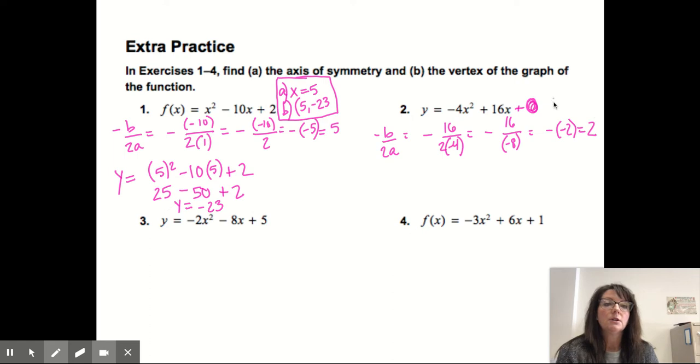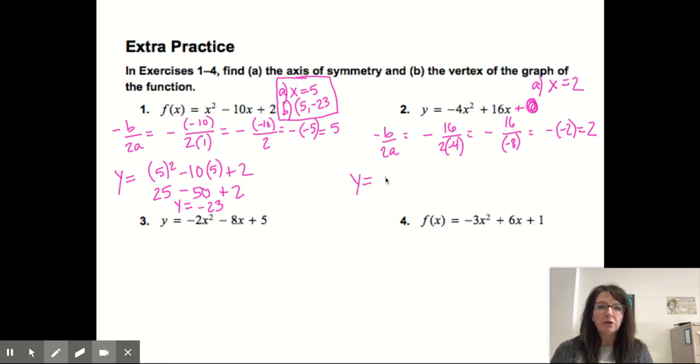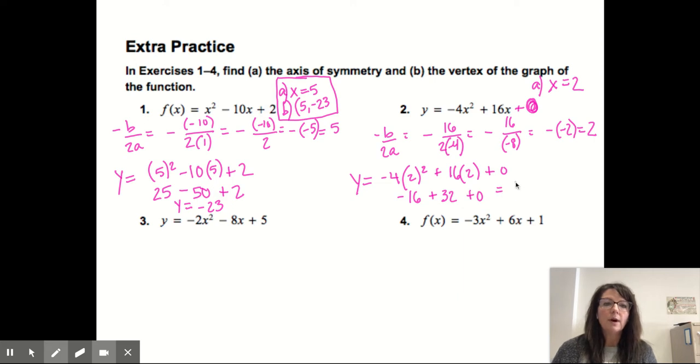So I get a positive 2. So for A, x is equal to 2. Okay, so now we're going to use this x is equal to 2 to find y. So I just plug and chug, right? I have a positive 2 that is squared, plus 16 times 2, plus 0, doesn't really matter, doesn't change things. So here I'll have 4 times negative 4 would give me a negative 16. 16 times 2, so plus 32, plus 0 equals the y value of my vertex, which is going to be a positive 16. So I'll put my ordered pair here, 2, 16, and there's my solution.